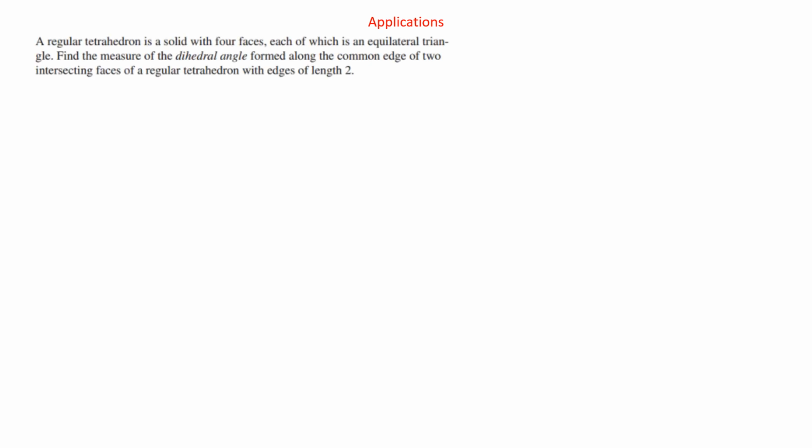Another application, and this one's a fun one. A regular tetrahedron is a solid with 4 faces, each of which is an equilateral triangle. It's a triangular pyramid, that's what a tetrahedron is. Find the measure of the dihedral angle formed along the common edge of 2 intersecting faces of a regular tetrahedron with edges of length 2. So the dihedral angle is the angle of the faces.